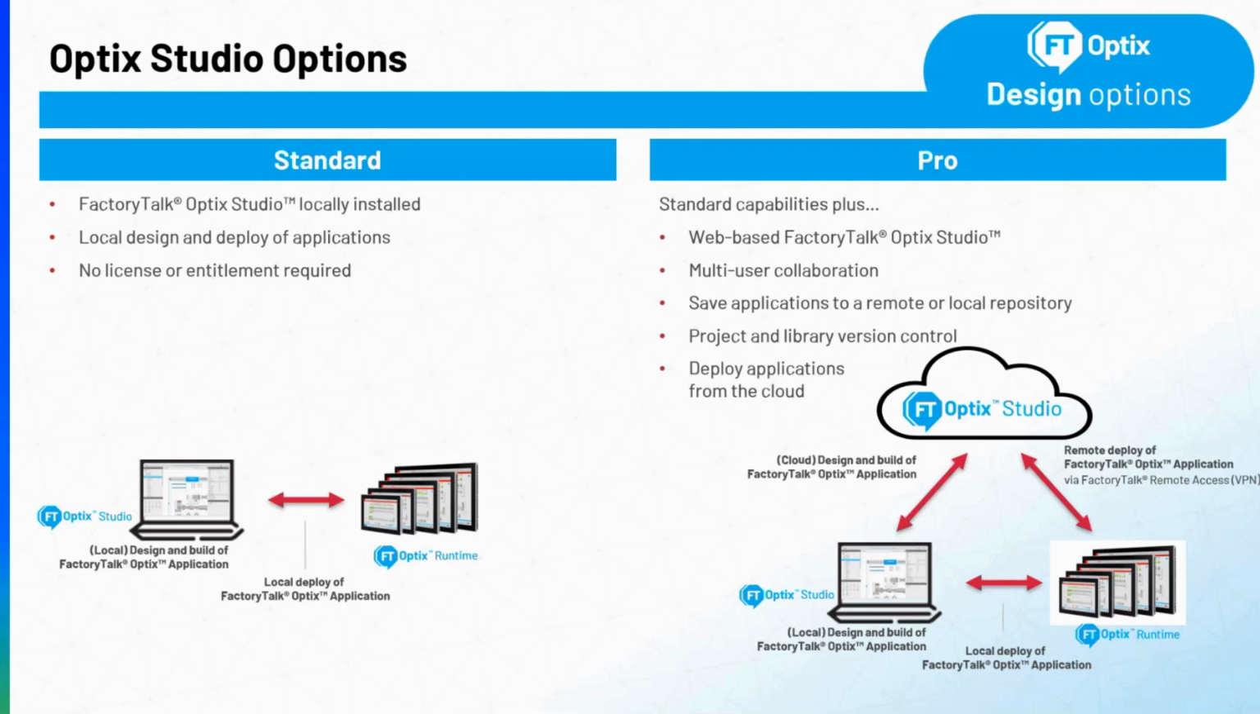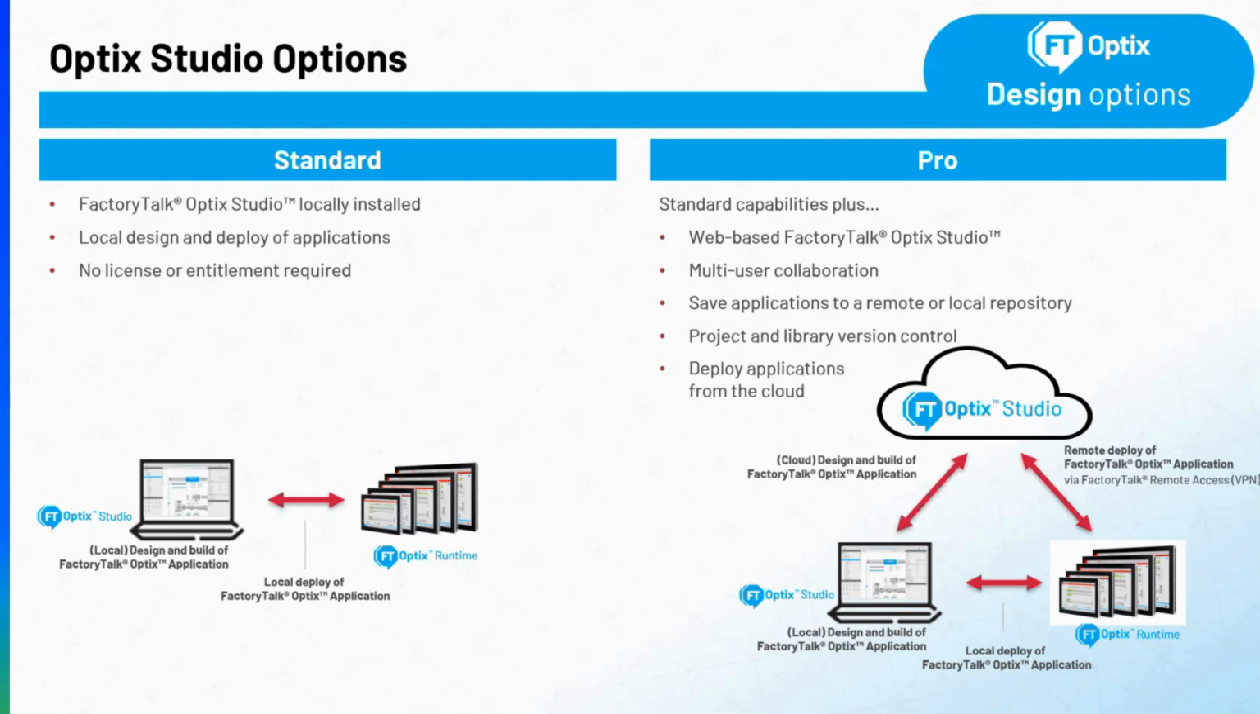at the same time. It gives you ability to back up your Optix applications in the cloud through the FactoryTalk Vault, which is Rockwell's cloud storage service in the FactoryTalk Hub. It gives you access to the version control through Git and also custom library sharing as well. And you can even deploy applications from the cloud to a remote Optix panel or Optix device, right, from your office to someone's facility miles away. And that's through FactoryTalk Remote Access. So those are all of the capabilities that you get with the Pro subscription to FactoryTalk Optix.